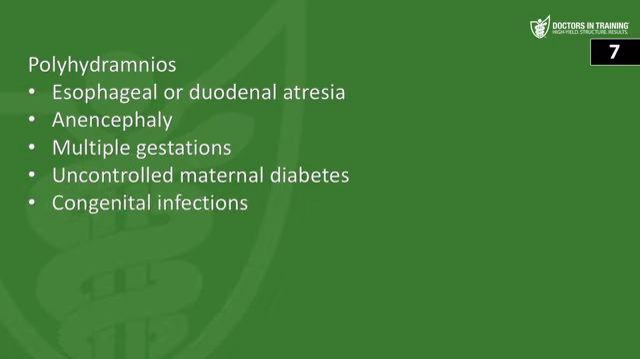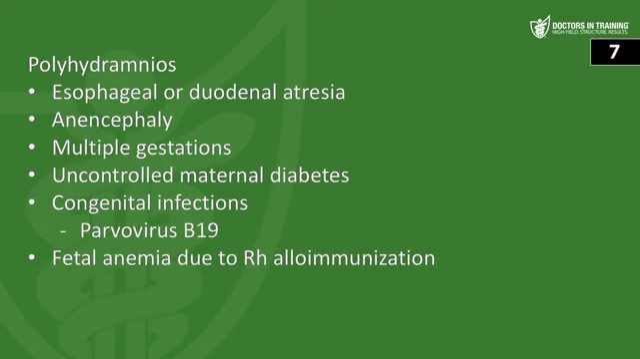Certain congenital infections like parvovirus B19, and fetal anemia due to Rh alloimmunization. So one of the prenatal labs you always check is a type and screen to see if the mother is Rh D negative and therefore at risk for Rh alloimmunization. Let's talk about some of the other prenatal testing you can do.